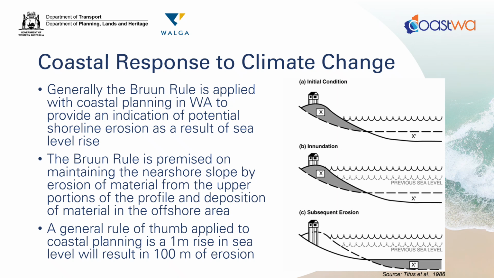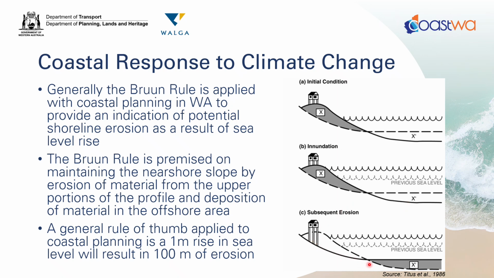If we look at this figure on the right, you can see that there's an initial profile that sits here. As the water level increases up to that point, what tries to happen is that the profile tries to shift with it. You can see that profile in the solid line shifts up to where the dotted line sits. As a result, there needs to be erosion of this area shaded grey and deposition of that material into this area down the bottom to basically maintain that nearshore slope.